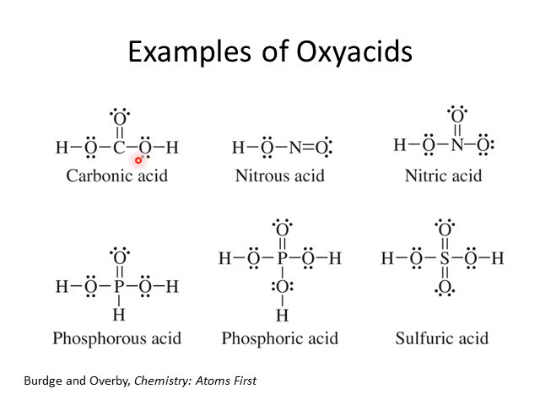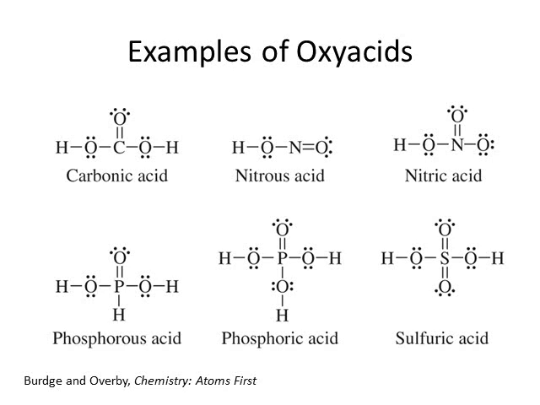Oxyacids are acids that have a central atom, with O's and OH's bonded to it. And these are various examples of oxyacids. So the difference here are the two different features that allow us to look at oxyacids.